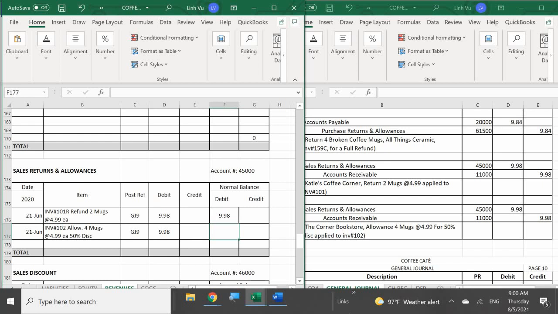So what's my total ending balance in my sales returns and allowances account? It's my debits minus the credits. $19.96.